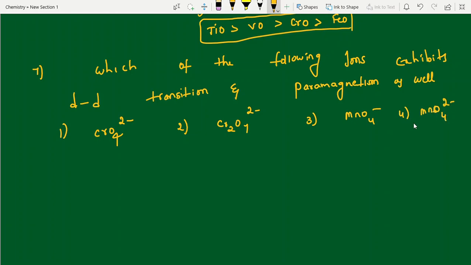See, go back to the question. Which of the following ions exhibits d-d transition and is paramagnetic? See students, if any ion or species is showing paramagnetic nature, what is the reason here? What is the explanation? What is the hint point? Unpaired electrons definitely show paramagnetism.